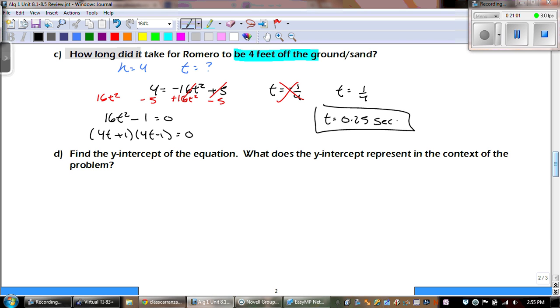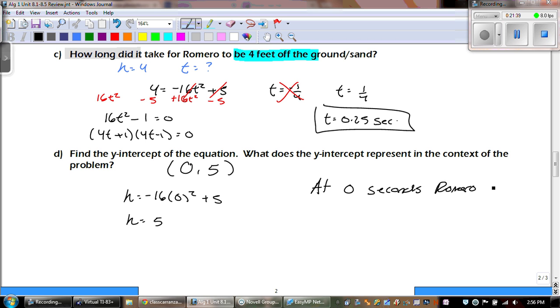And the last one, find the y-intercept of the equation. What does the y represent in the context of the problem? Remember, the y-intercept is when x equals 0. So for this one, the t would equal 0. So h equals negative 16t squared plus 5, and when you do that, we get that h equals 5. That's a real fast one. And what does that represent? Well, that means that at 0 seconds, Romero was 5 feet off the ground. Okay, or the hammock was 5 feet high. Either one of those would have been fine.